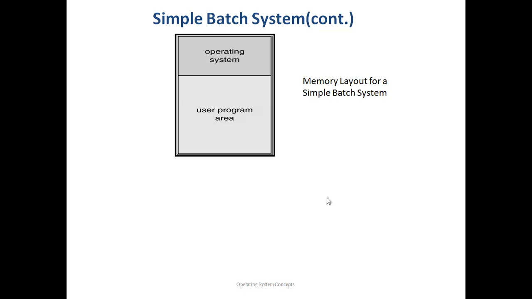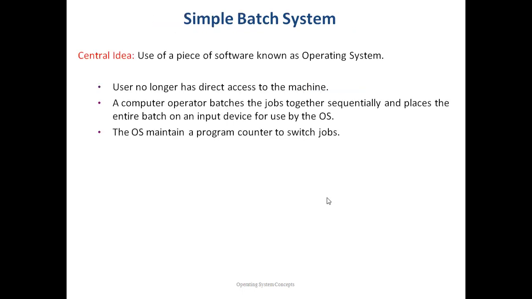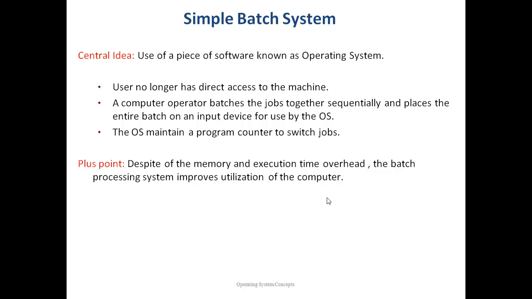For a simple batch system, we have the operating system with the user program area. And the memory layout for a simple batch system is shown. The simple batch system has a central idea. It uses a piece of software known as the operating system. Here, the user no longer has direct access to the machine. The computer operator batches the jobs together sequentially and places the entire batch on an input device for use of the operating system. The operating system maintains a program counter to switch the jobs.